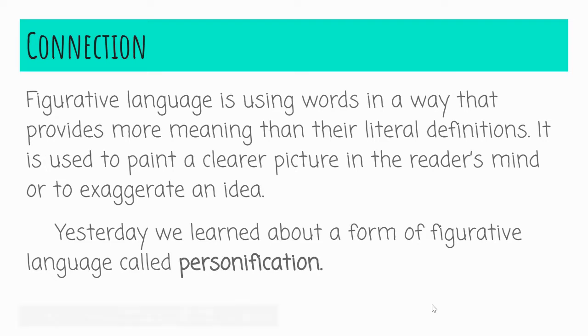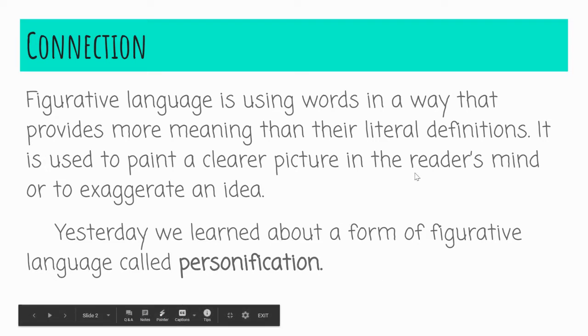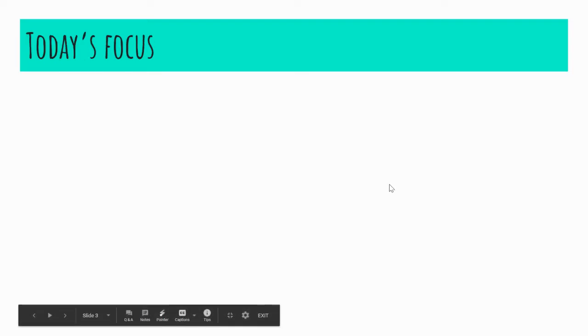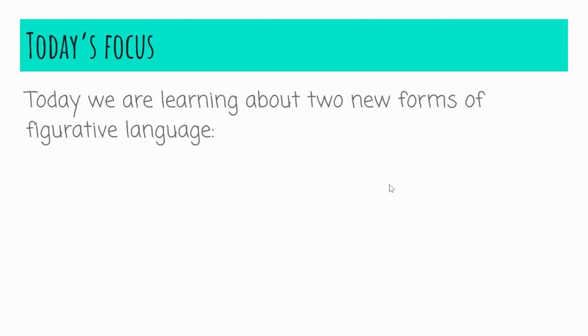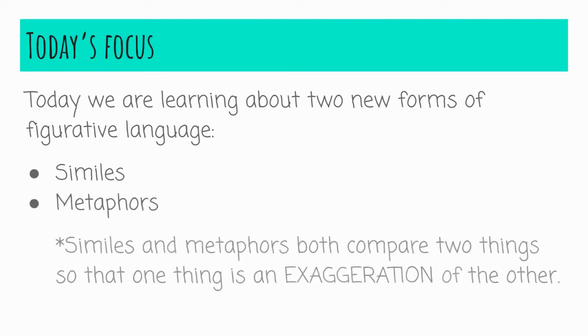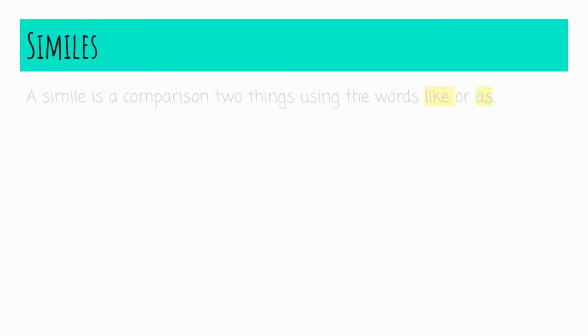Now, yesterday we learned about a form of figurative language called personification. Today, we're going to learn about these two new forms of figurative language, similes and metaphors. Now, similes and metaphors have a lot in common. They both compare two things, and they compare them in a way that shows that one is usually kind of an exaggeration of the other. Let's look at some examples to understand it best.